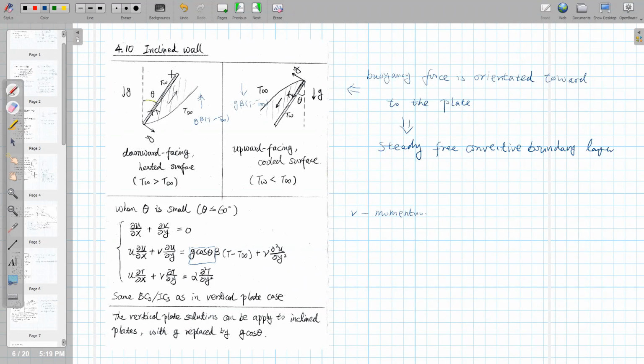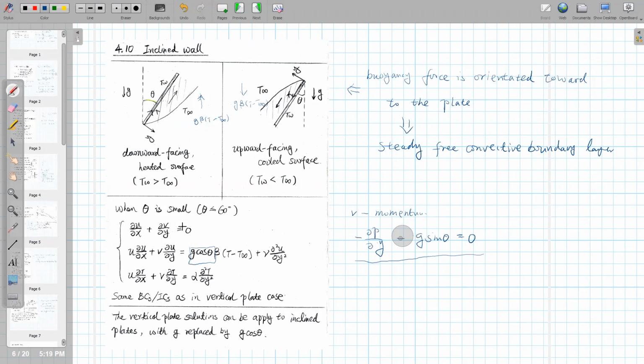Because of this inclined angle theta, your v momentum equation will also be changed. We will also have partial p over partial y, minus g sin theta, equal to 0. In these cases, this is important.